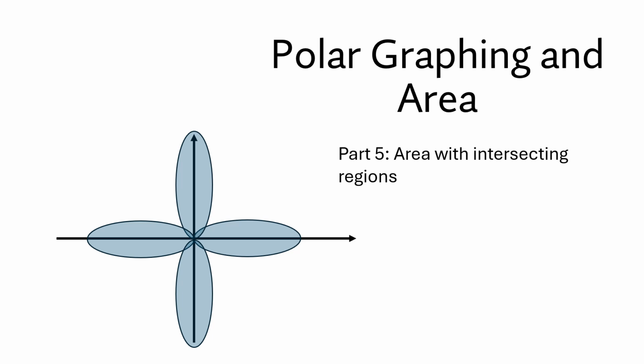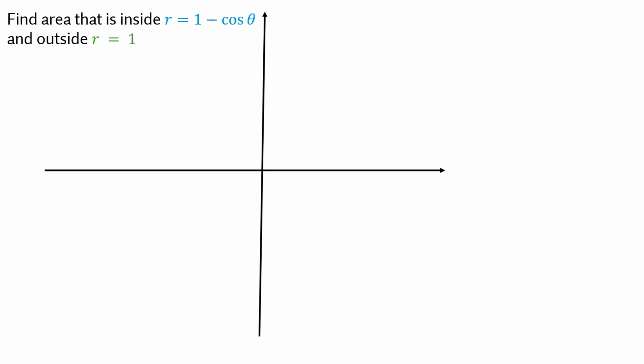This is part 5 of the polar graphing and area series, and this time we'll talk about intersecting regions and how to find the area in those cases. I am going to assume that you've already watched the first 4 videos of the series.